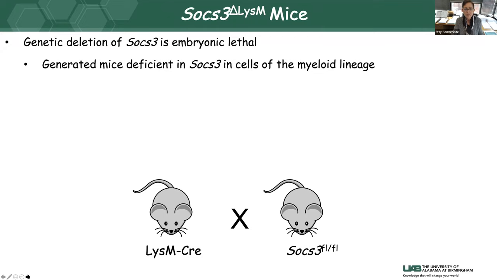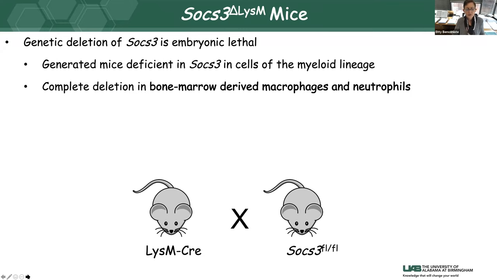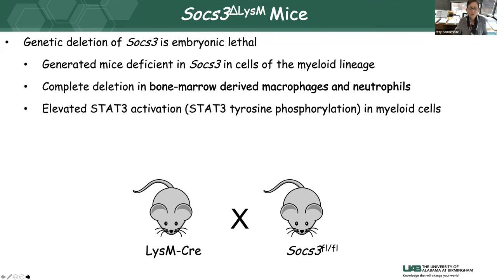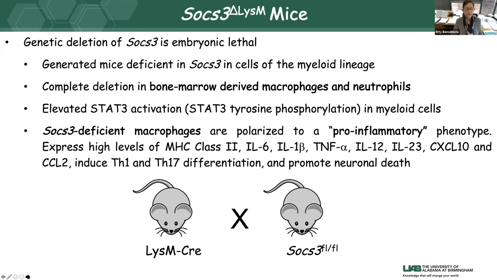So we generated mice deficient in SOX3, particularly in cells of the myeloid lineage, by crossing with lysozyme-Cre mice. This leads to complete deletion in bone marrow-derived macrophages and neutrophils. We initially started this study focusing more on myeloid cells and macrophages. What we noticed is that in the absence of SOX3, there is elevated STAT3 activation as assessed by tyrosine phosphorylation. Characterization of SOX3-deficient macrophages demonstrated that these cells are in fact more polarized to a pro-inflammatory phenotype.